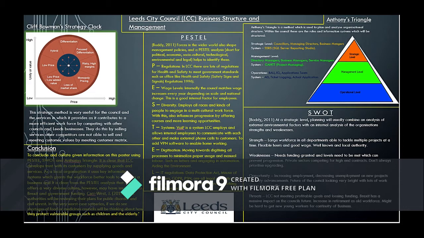Local authorities will be reviewing their plans for public disorder and civil unrest. In the very worst case scenarios, if we do see shortages of food or medicines, councils will be thinking about how they protect vulnerable groups such as children and the elderly.